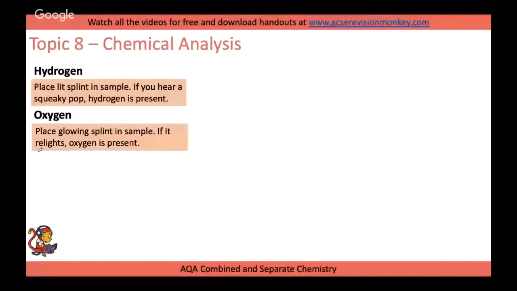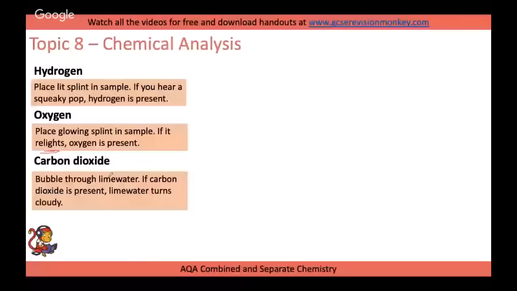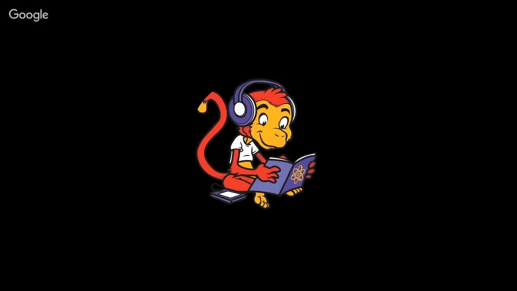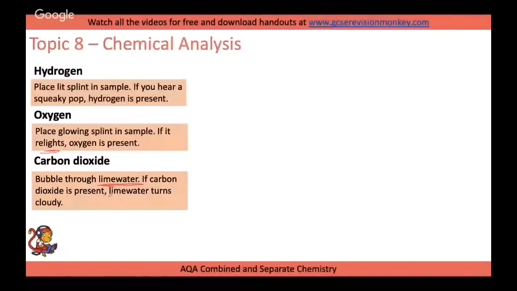Carbon dioxide, we should hopefully know this one. You bubble it through lime water, and if carbon dioxide is present, the lime water will turn cloudy. And again, like previously, because a precipitate has formed, a solid precipitate has made it go cloudy. The final one, chlorine, got to get this correct, bleaches damp litmus paper. Okay, so that's the test for chlorine. You might have touched upon that when you did electrolysis in paper 1.